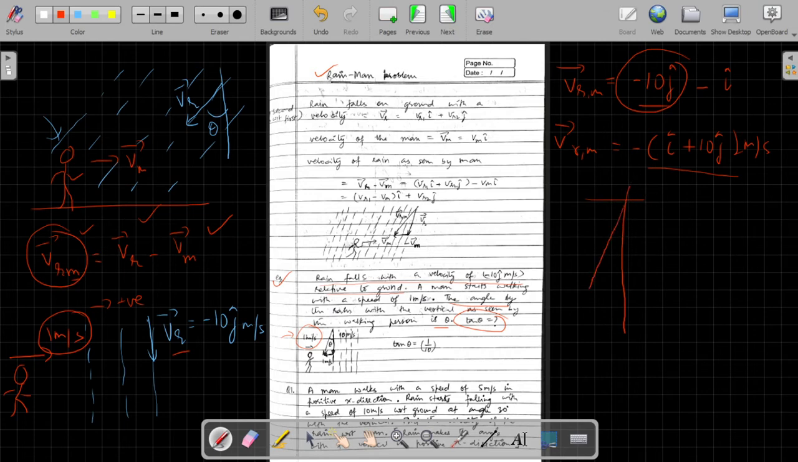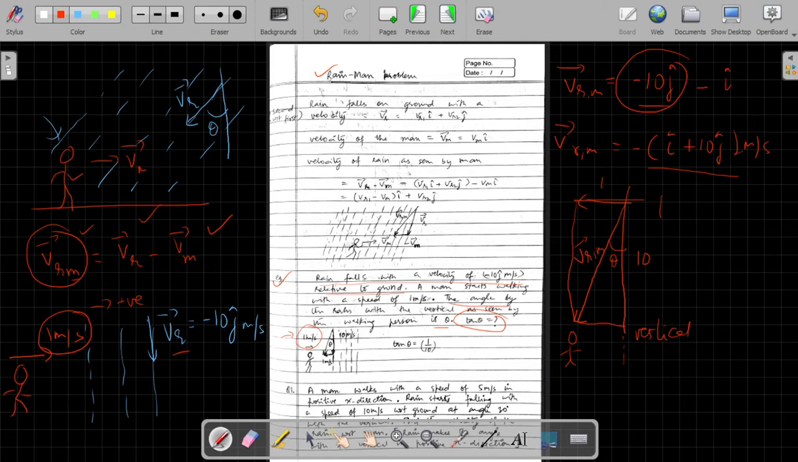So it would be somewhat like this. This particular value, we are drawing velocity of rain with respect to man vector. So we'll be drawing this vector to the unit 1 in minus x direction and a unit 10 in minus y direction, and the rain would appear at this particular angle with respect to the vertical to the man. So the man would be seeing the rain coming in this particular direction.